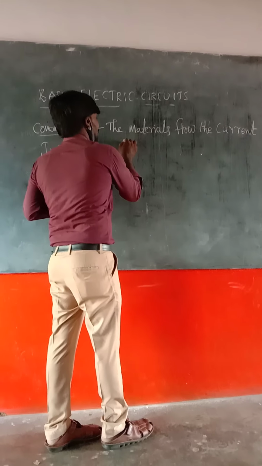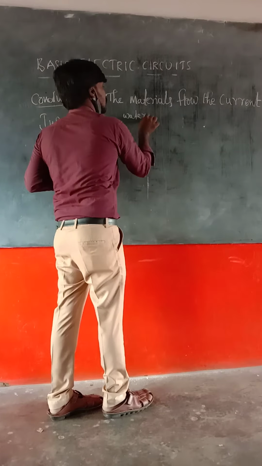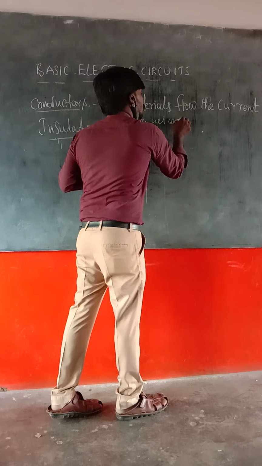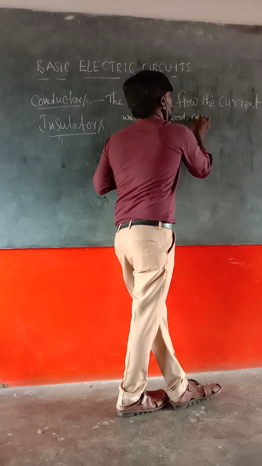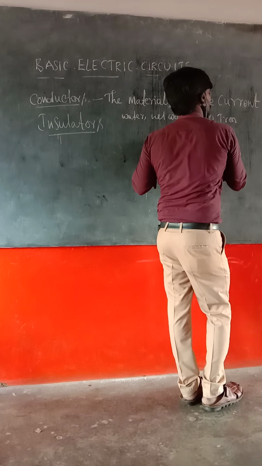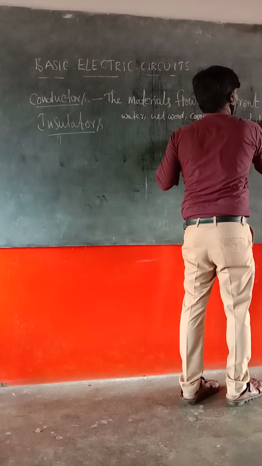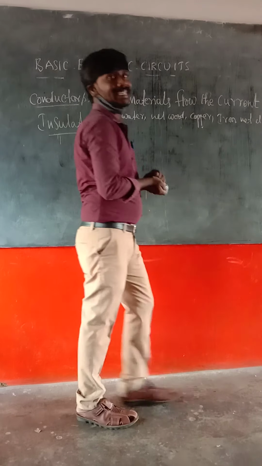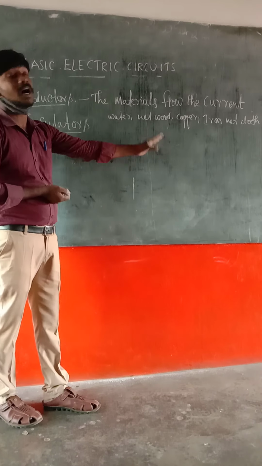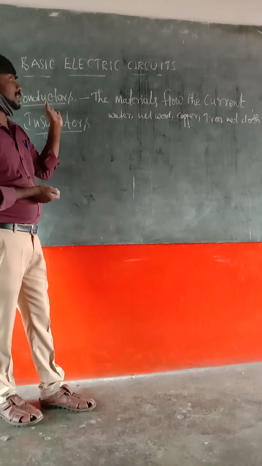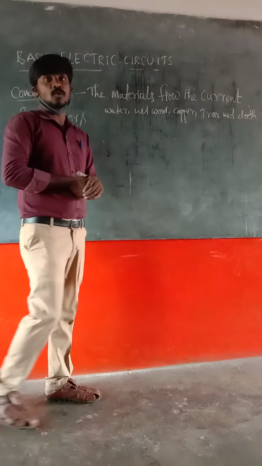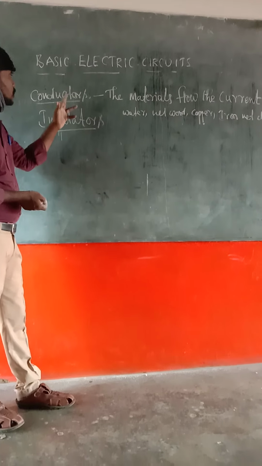Suppose water, it flows the current. Very good. And wet wood, copper, iron, and wet cloth. So these are examples of conductors, the materials or substances that allow the current, or electricity, or electrons to flow. Suppose water, wet wood, copper, iron, wet cloth. Okay, is that clear?